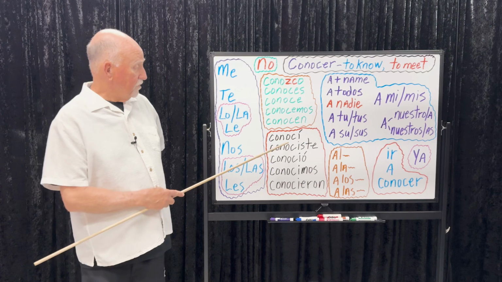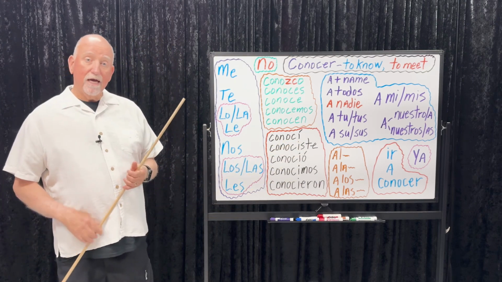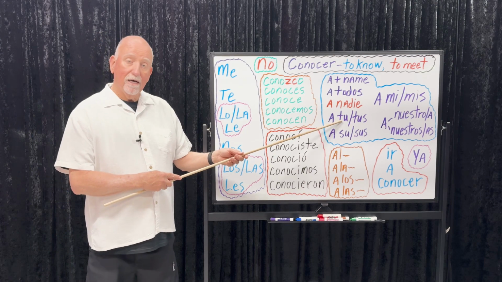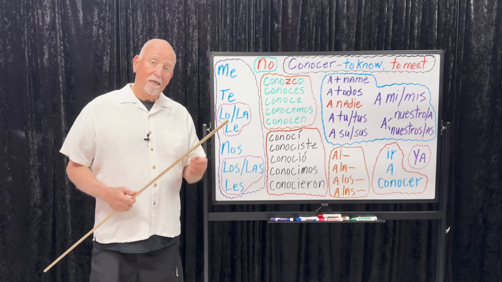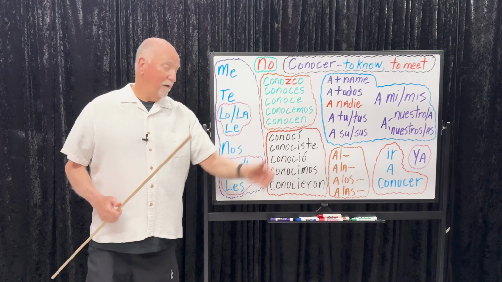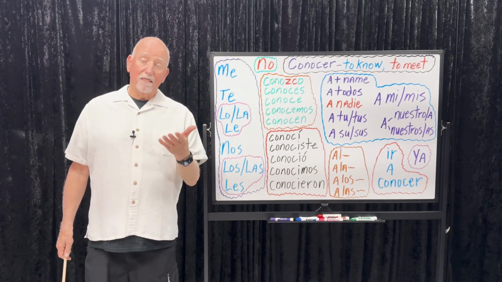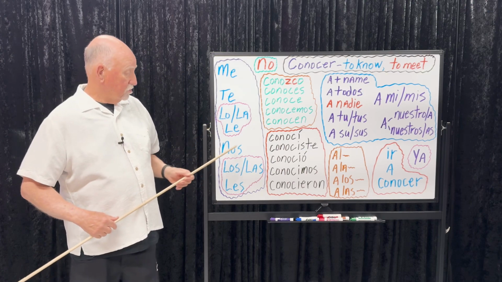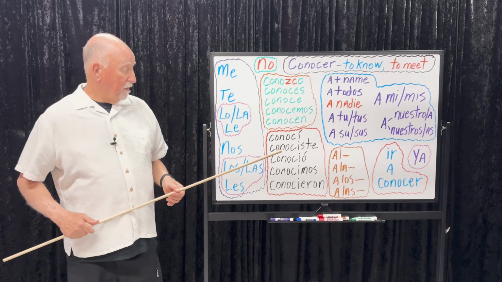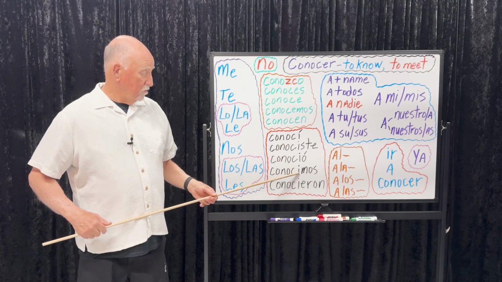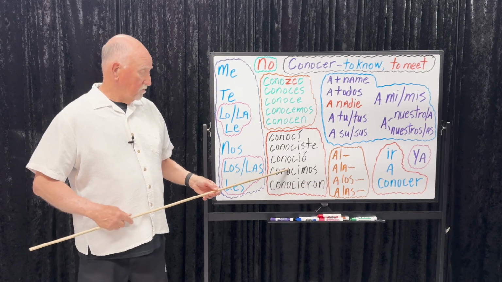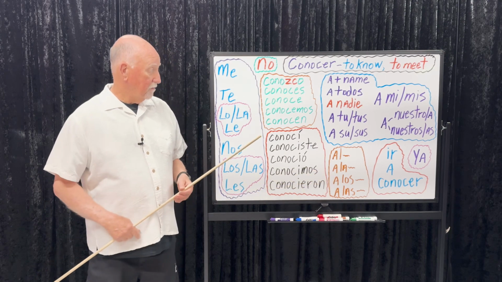All right, let's go over here. Conocí. I met your dad yesterday. Lo conocí a tu papá ayer. I met your mom last week. La conocí a tu mamá la semana pasada. Okay? They met us last year. It would be nos conocieron el año pasado. If I want to say we met the teachers last night, conocimos a los maestros anoche. Or los conocimos a los maestros anoche.